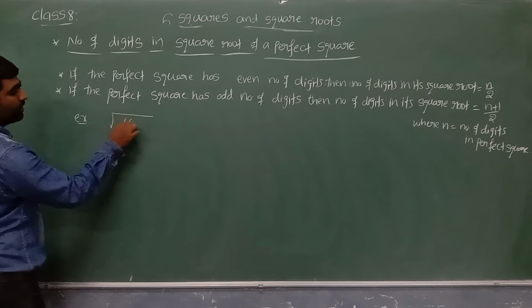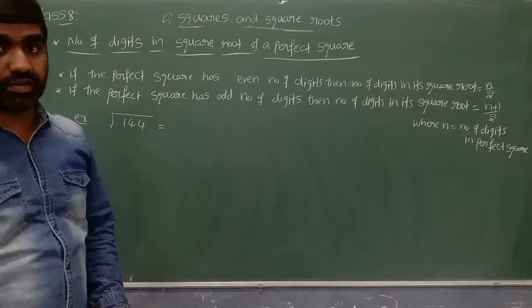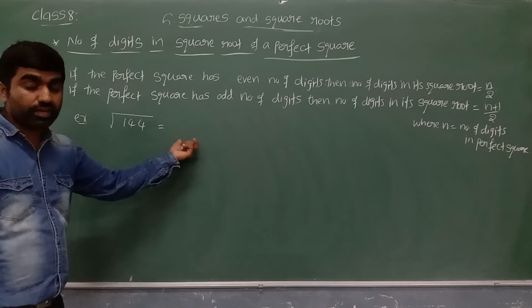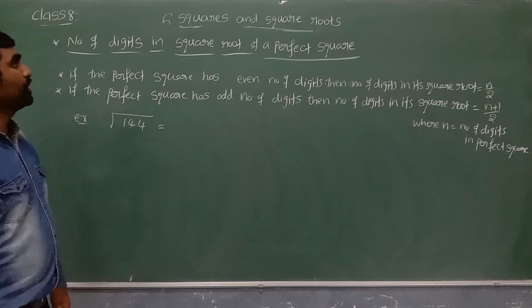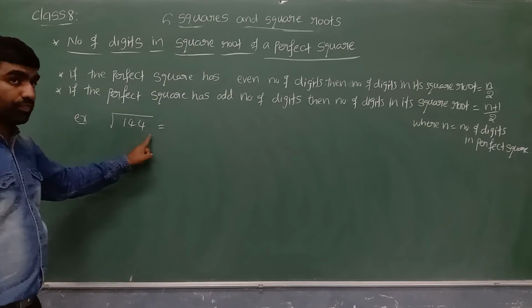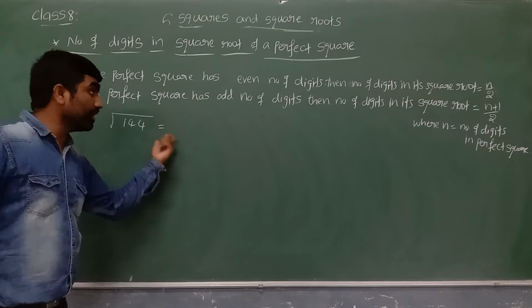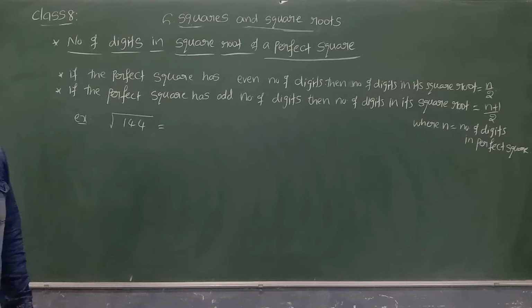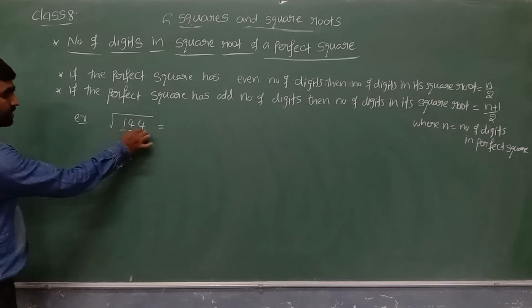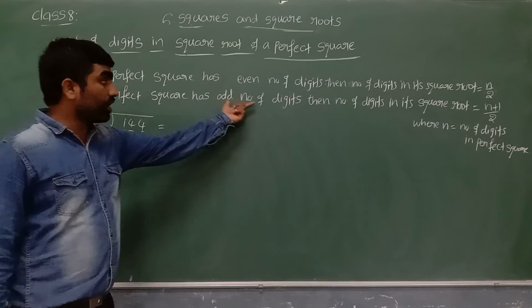Suppose the square root of 144 is there. We know how to find the square root of 144 by using all three methods. But here they are asking, we get the answer, and that result contains how many digits? 144 is a perfect square, so we take its square root and get the result. How many digits are there in that result? That we have to find. To know that, first we have to count the number of digits in this perfect square. 1, 2, 3, 3 digits, nothing but an odd number of digits.